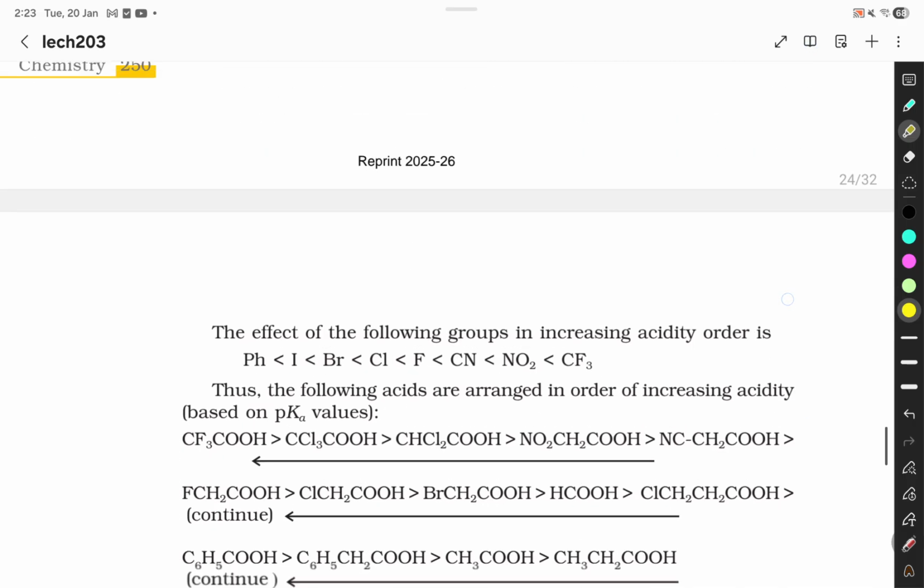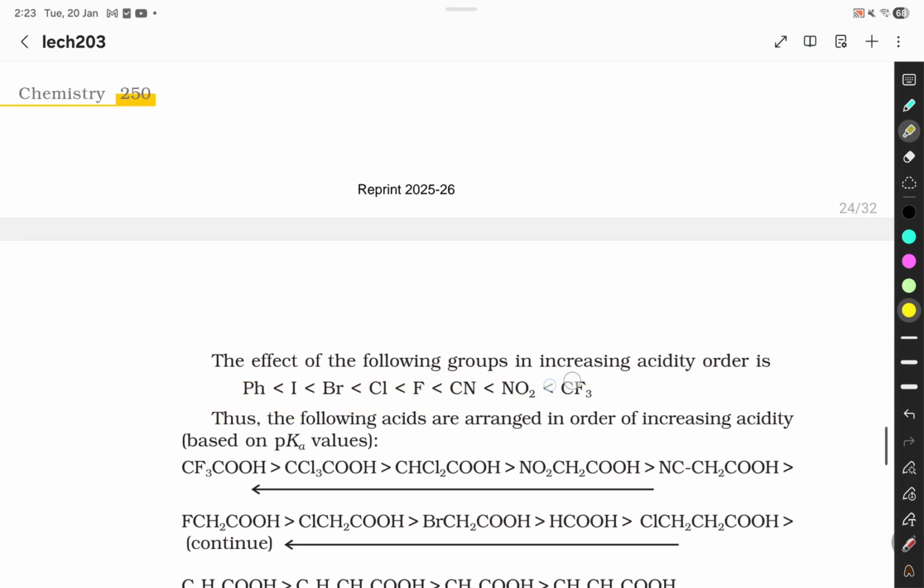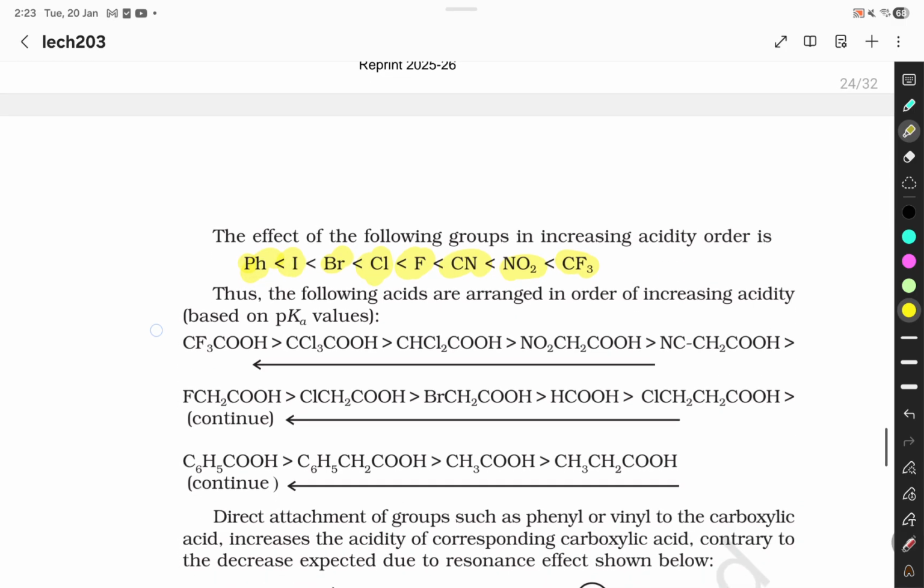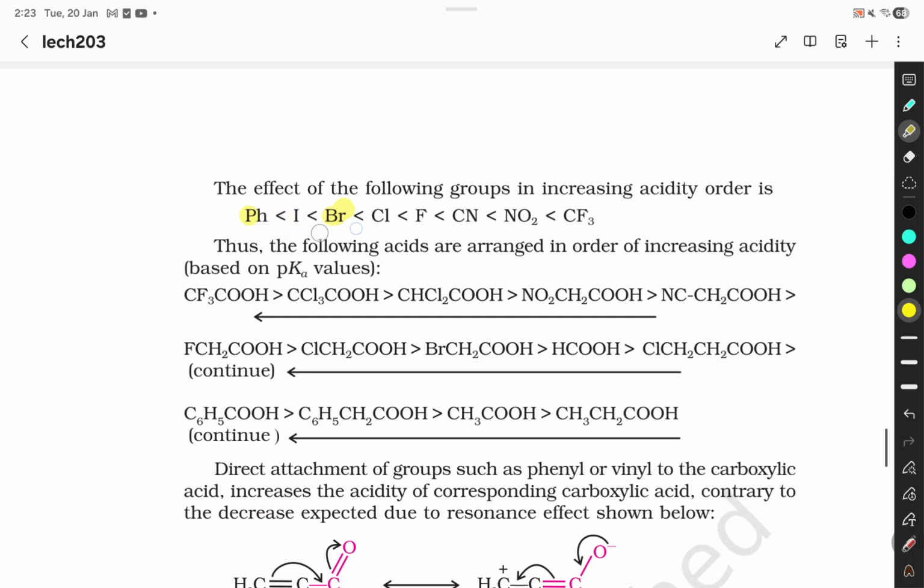So one thing we often tend to miss is that CF3 is better than NO2 is better than CN is better than F is better than Cl is better than Br is better than I is better than pH. So from here we can notice that CF3COOH is better than CCl3COOH is better than CHCl2COOH is better than NO2CH2COOH is better than NCCH2COOH is better than F is better than Cl is better than Br. It's still following that order itself.